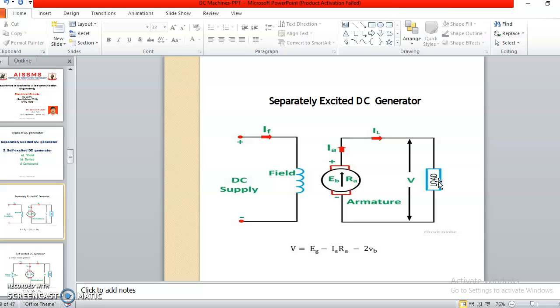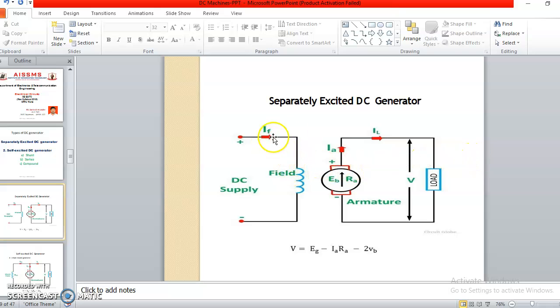The field winding of this type of generator has a large number of turns and thin wire. So the length of such a winding is more, with less cross-sectional area. So the resistance of this field winding is high in order to limit the field current.